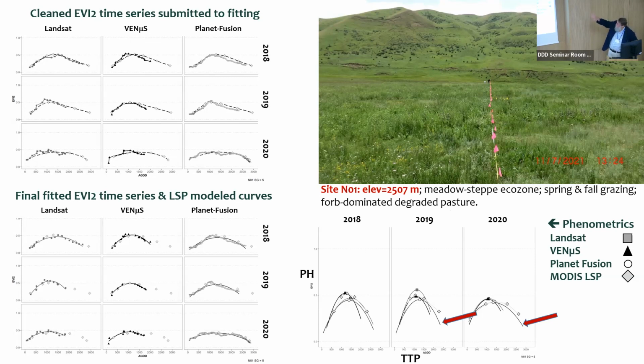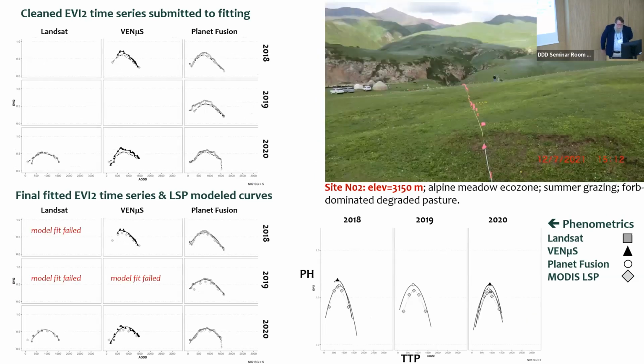All of these focused on this one site, about 2,500 meters, subject to spring and fall grazing. And this is a degraded pasture dominated by forbs. We go to a higher elevation site that's summer only grazing. It's also a forb dominated degraded pasture. In our approach, if there's not adequate data, we don't get a fit, and that happens in some years.